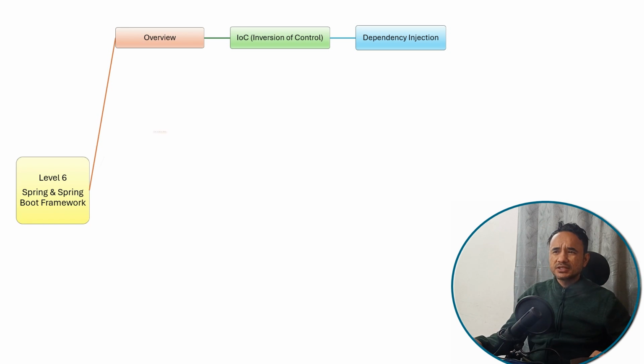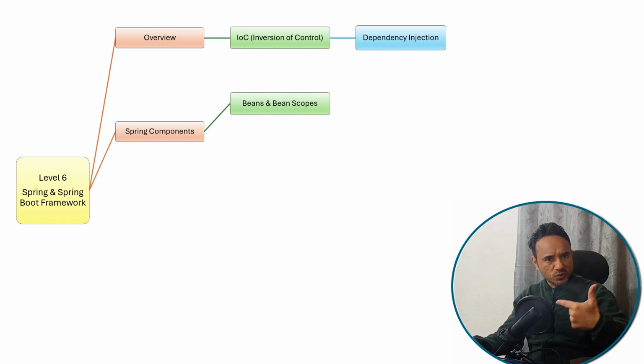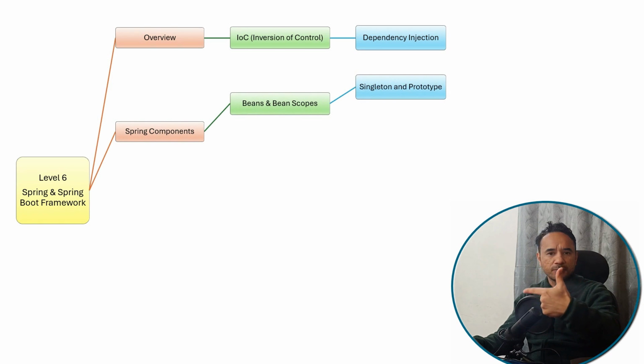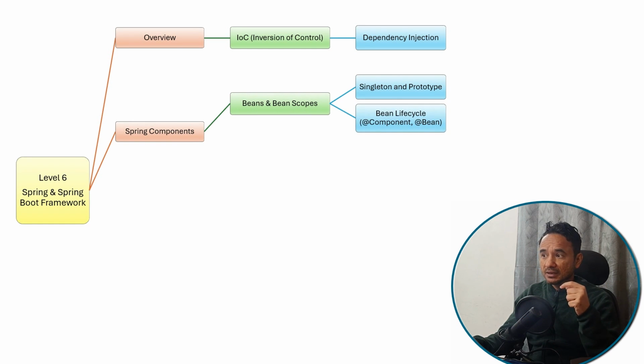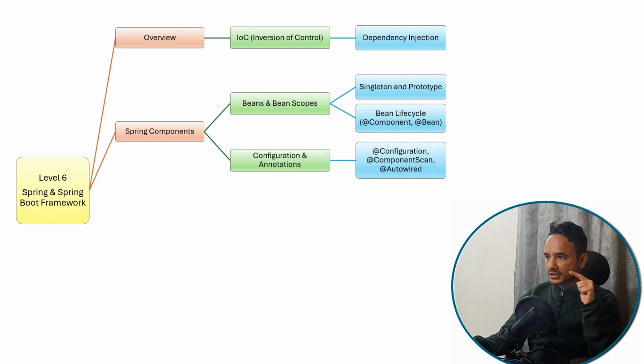Next, you can explore the Spring components, including what beans are and the scope of beans, like singleton and prototype, which are the bean scopes, and then understand the bean lifecycle, which is implemented using component, bean, and bean annotations. Then there are some other annotations which are used to configure the Spring application, like configuration, component scan, and autowired. Again, I'm not going into detail. This is just a roadmap, not a complete tutorial.